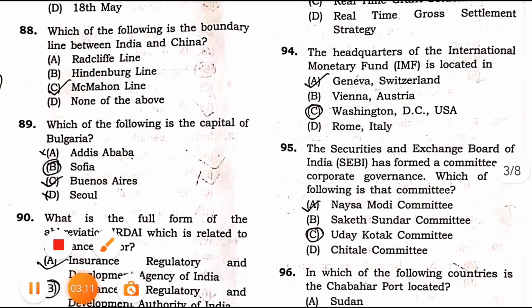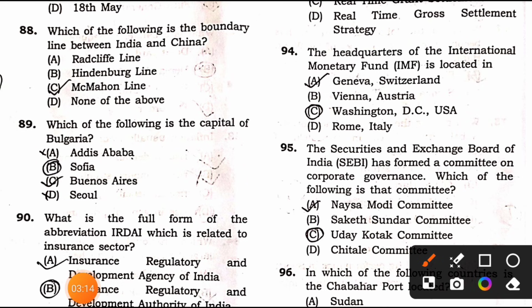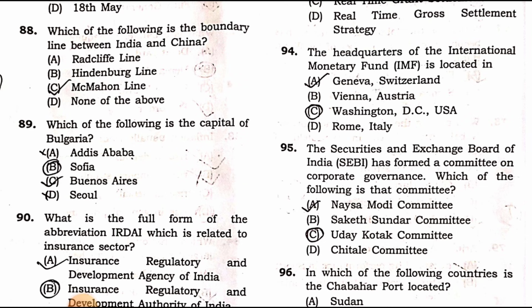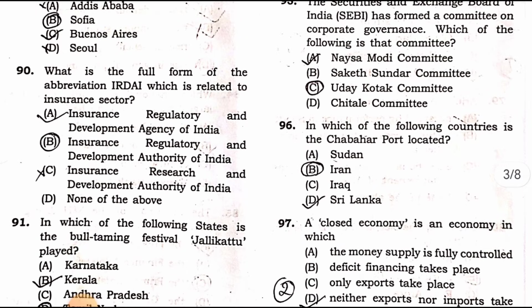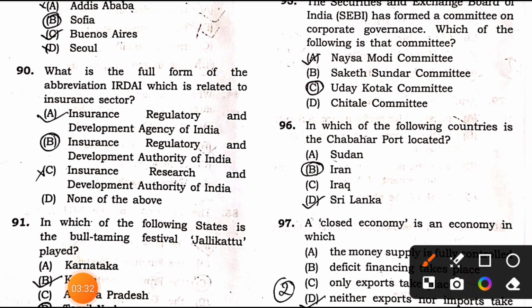Then 88. Which of the following is the boundary line between India and China? The answer is C, McMahon Line. Which of the following is the capital of Bulgaria? The correct answer is B, Sofia. What is the full form of the abbreviation IRDAI? The correct answer is B, Insurance Regulatory and Development Authority of India.